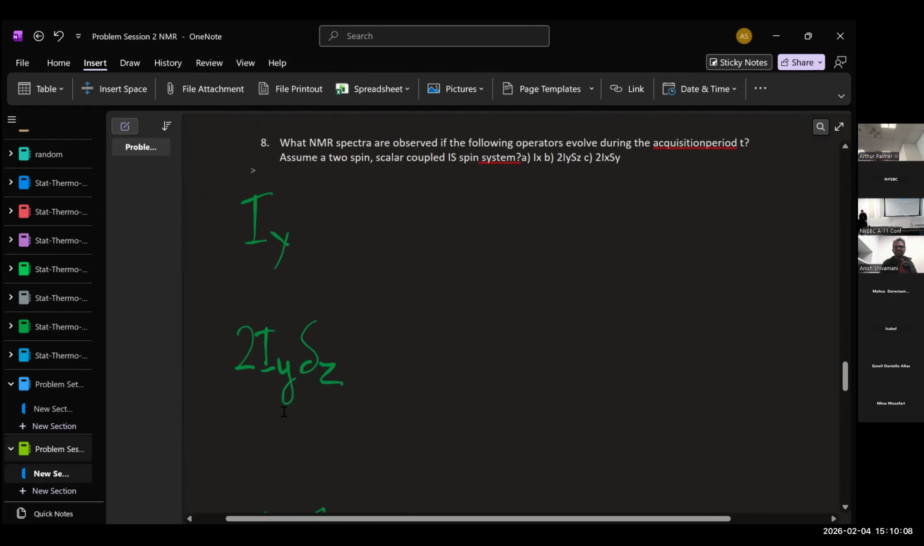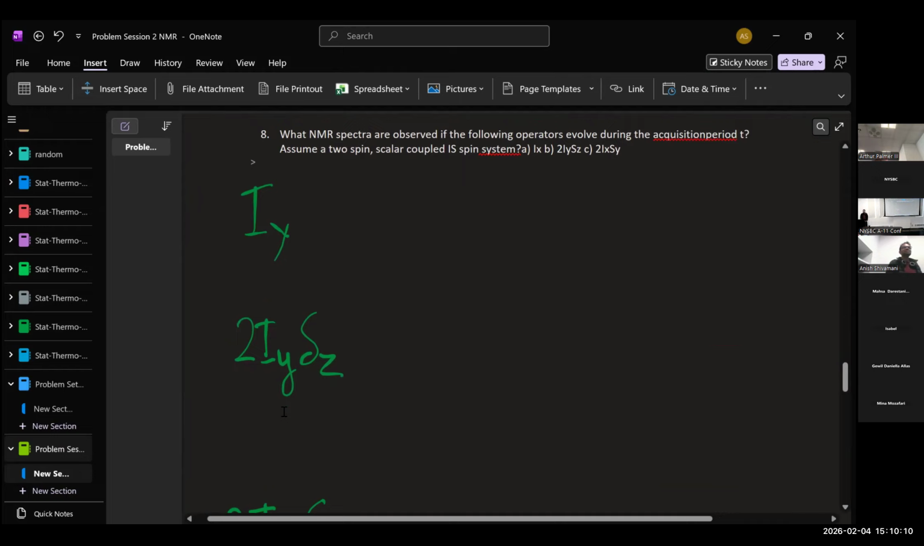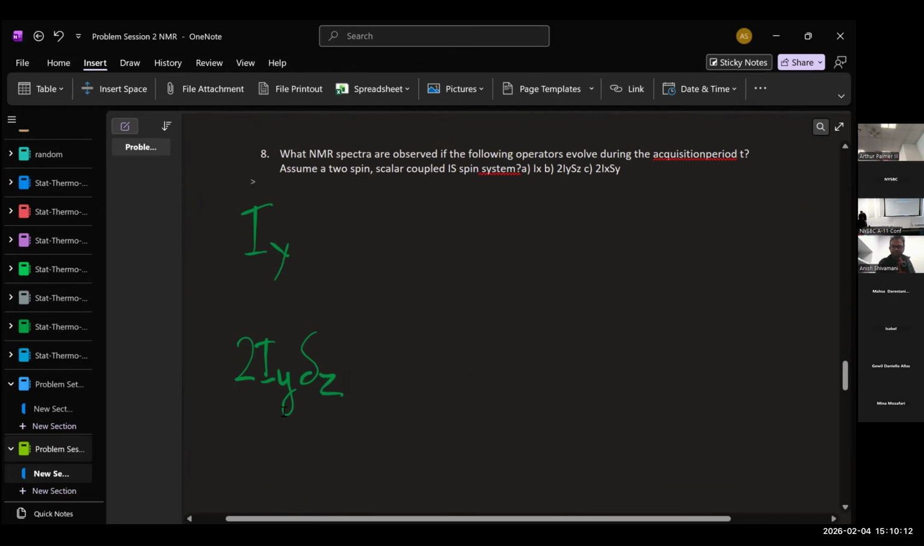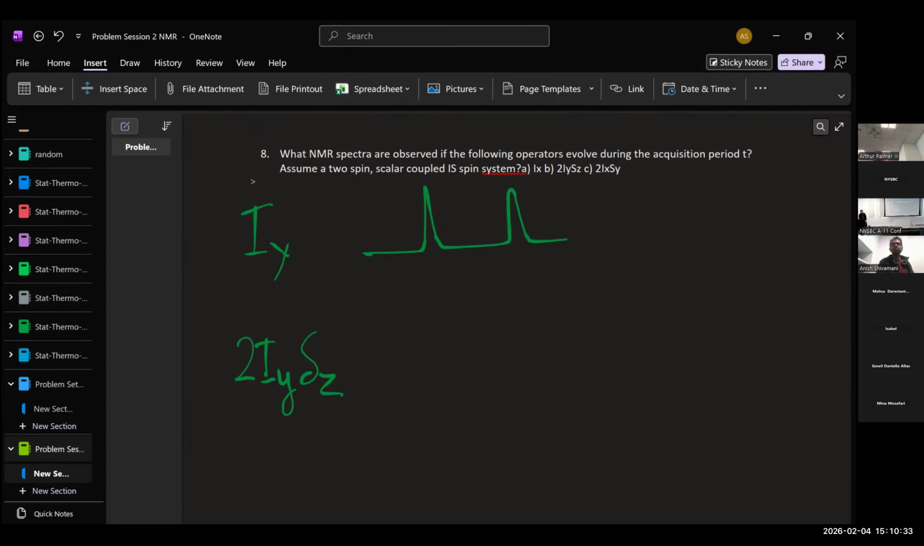Okay, problem number 8. This one is very similar to what we also discussed in the lectures today. What NMR spectra are observed if the following operators evolved during the acquisition period? Two spin scalar coupled IS spin system. First is IX. So after problem number 5, this is trivial. Right, and in phase absorptive.